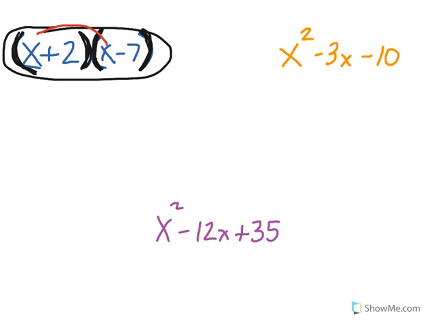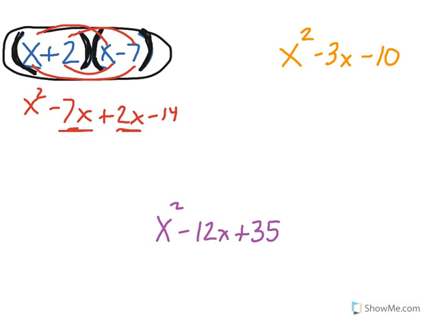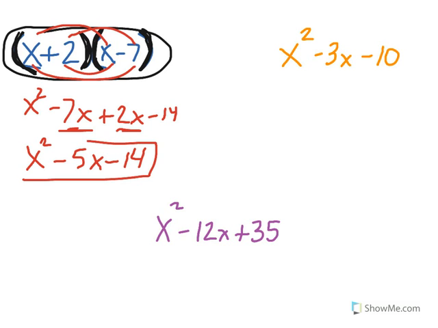FOIL is when we took the first terms of each group, multiplied them to get x squared. We took the outside terms, which would be negative 7x, the inside terms, which is positive 2x, and the last term, which is negative 14. And then we simplified this because we notice that these two things right here happen to be like terms, and so we get x squared minus 5x minus 14. Now, this is what we call an expanded polynomial.